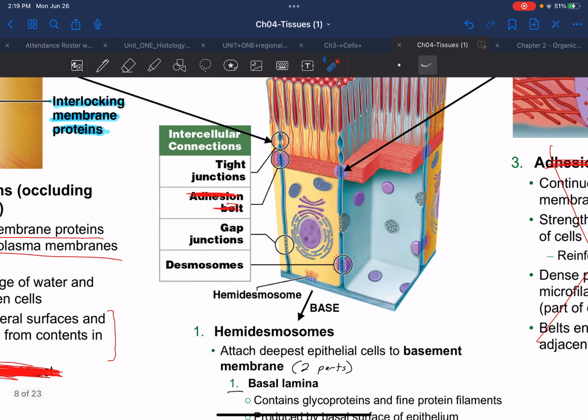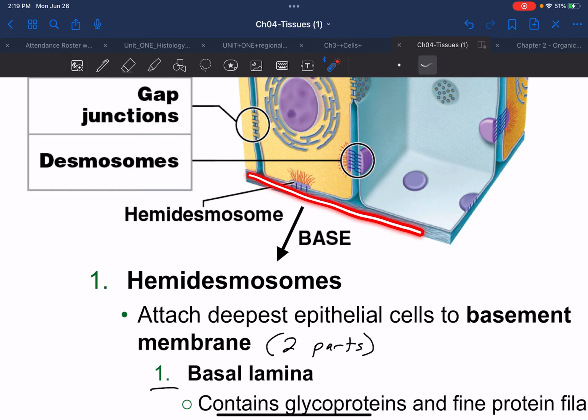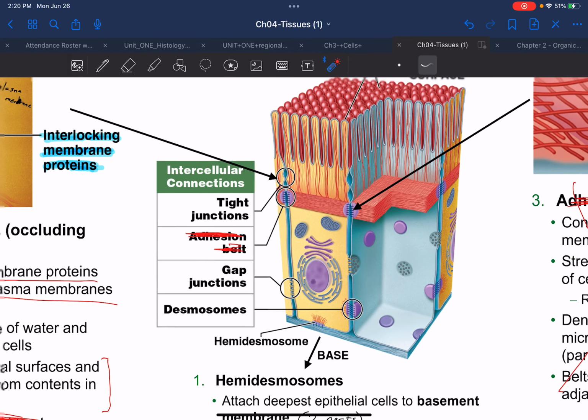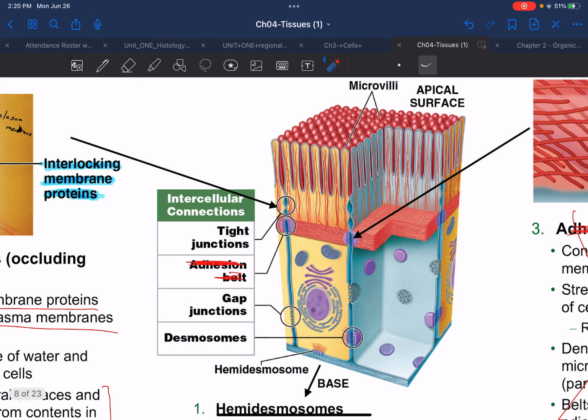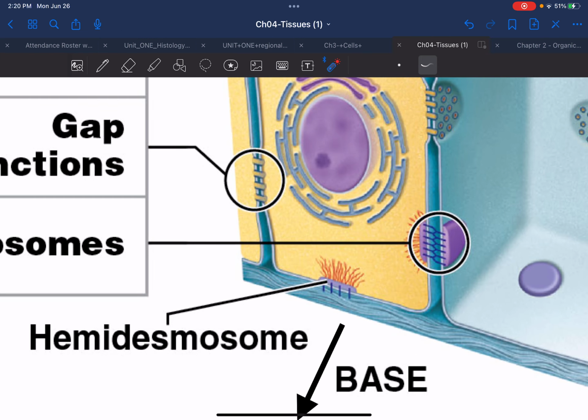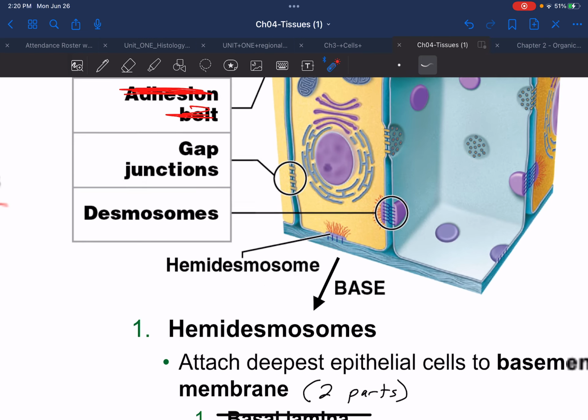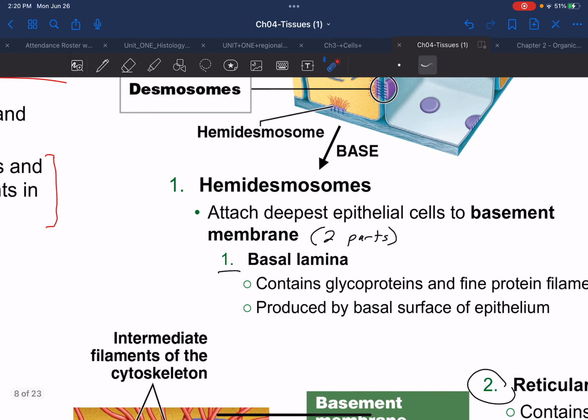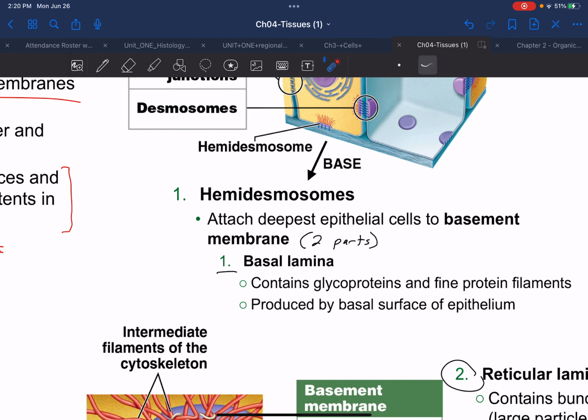Now we know what that glue is, right? That basement membrane is underneath all of these. And so here, this segment here is going to be your basement membrane. And so you can see where our hemidesmosomes exist. Remember that that's their role, is to keep it attached to the basement membrane.